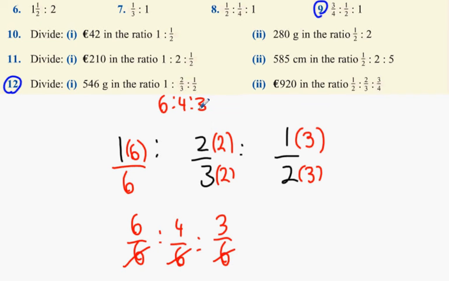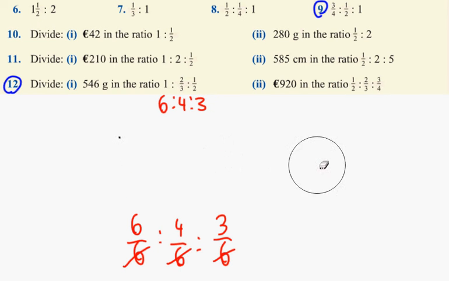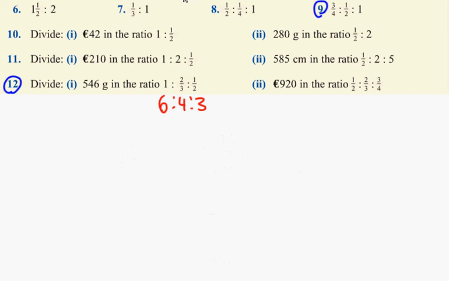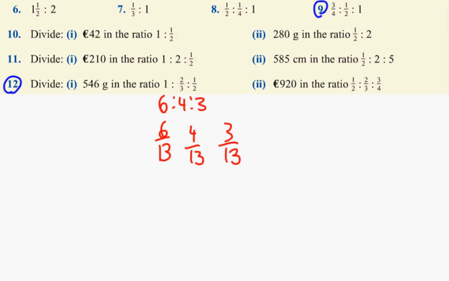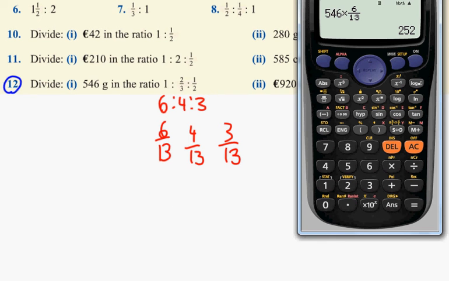Is that alright? So what we then have to do, once we have our 6 to 4 is to 3, does anybody remember what we do when we have 3 numbers for a ratio? Add them together, you get 13ths. The first one 6/13, the second one 4/13, and the third one 3/13. So you get your 546, and you're just going to multiply it by 6 over 13, and that's going to get me 252.